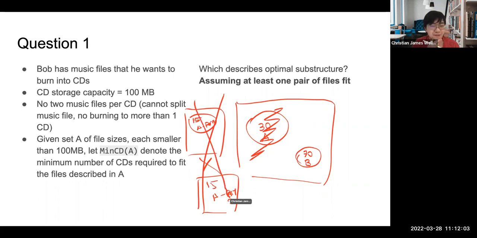Let me try and remember the phrasing again. I think I might have transferred from the slides wrongly last time, or not accurately. But again, the constraint is that you can store two different music files in a CD, that's fine. But for a single music file, you cannot split it across CDs. Sorry for the confusion, but I hope that clarifies. Any other questions about the question?